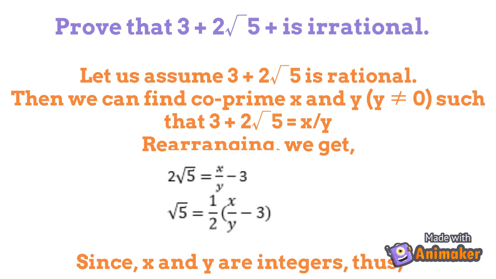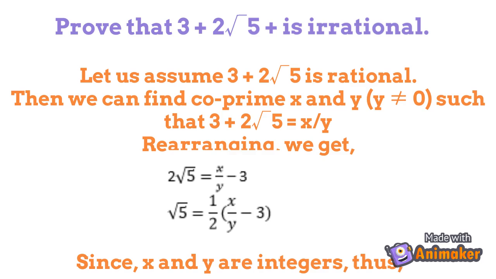In our next problem, we need to prove that 3 plus 2 root 5 is irrational. Again, like our previous sum, we assume that it is a rational number. If it is a rational number, then we need to find its co-prime form as x and y. You can take anything, a, b, or p, q, where y is not equal to 0, such that 3 plus 2 root 5 equals x by y. x by y is your co-prime form, as I said before.